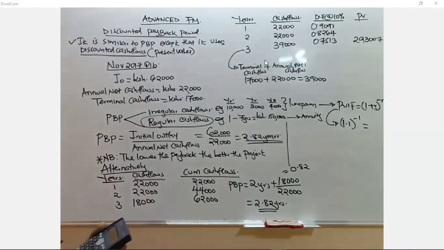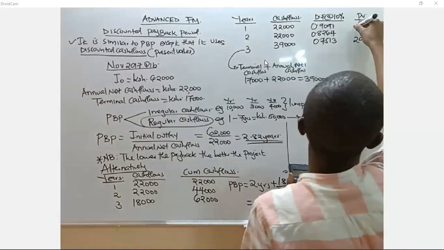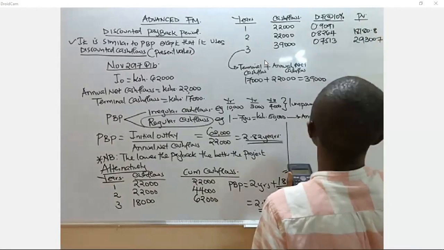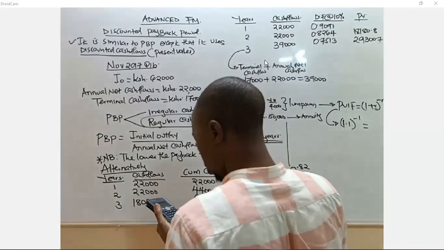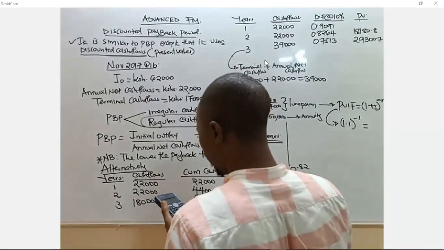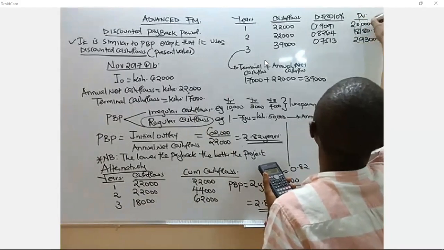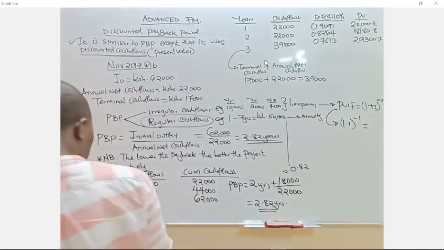What about the second year? It will be 22,000 times 0.8264, getting 18,180.8. Then the first one will be 22,000 times 0.9091. We are getting 20,000.2. Don't tell me, teacher, to add. No, we are not adding.